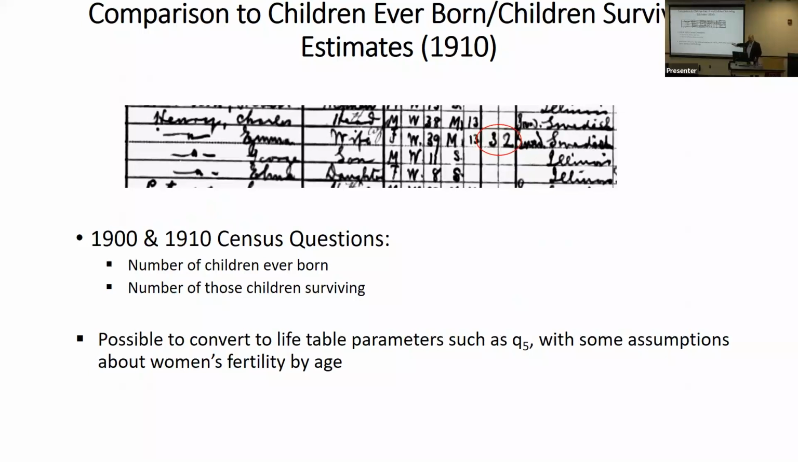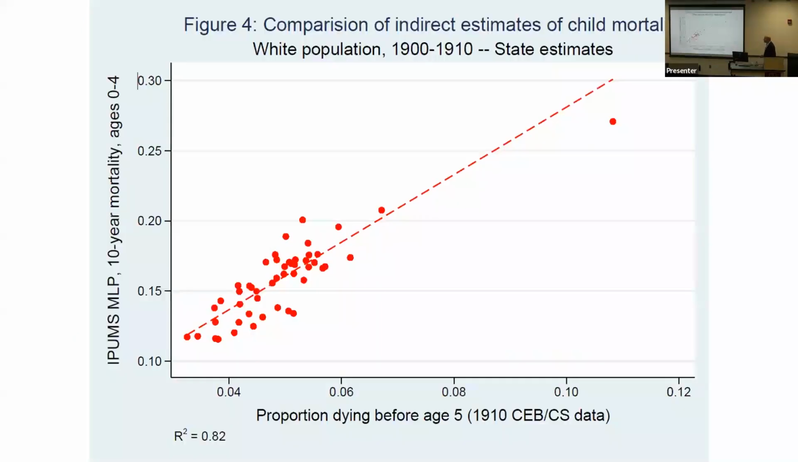It's not easy. Well, it is easy, it's just an algorithm. But it requires you to estimate how long her children were exposed to the risk of dying. You have to use things like the age-specific fertility rates of women in her cohort, et cetera. But you can do it. You can convert them to proportion dying, and we can compare these estimates to our estimates in these years. And here are some state estimates.